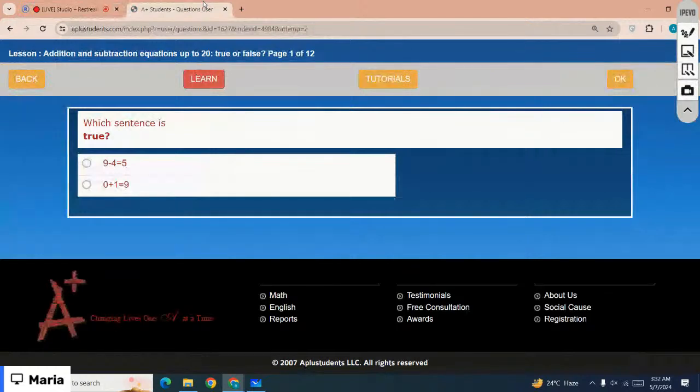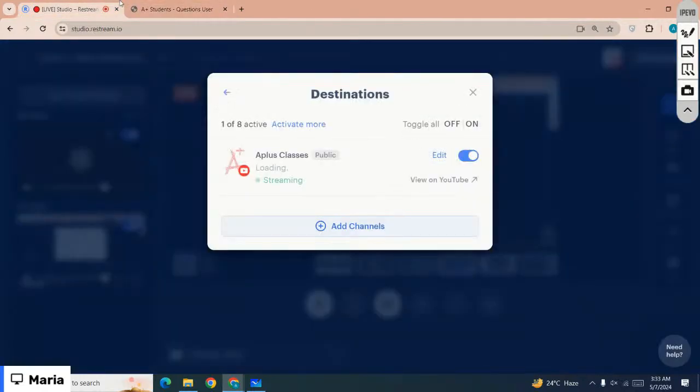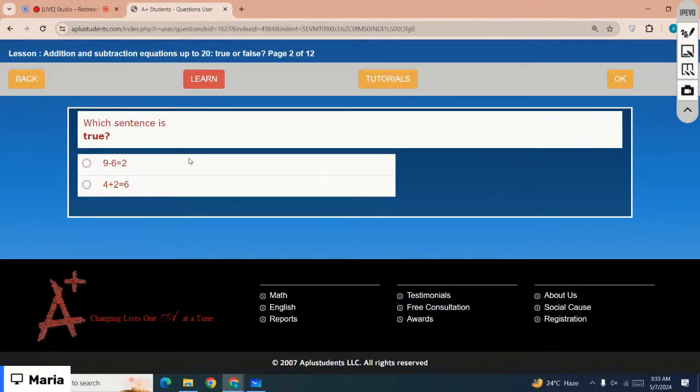9 take away 4 is 5 is the correct option because 0 plus 1 is not 9, that is 1. So, yes, option number 1 is the correct option. Which sentence is true? 9 take away 6 is 2, or 4 plus 2 is 6. So, which is the correct option?